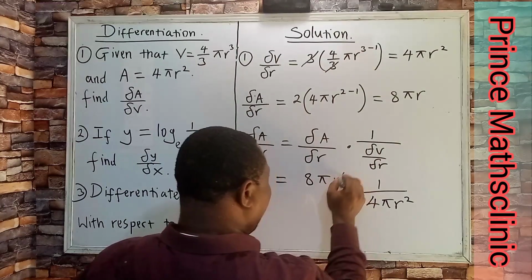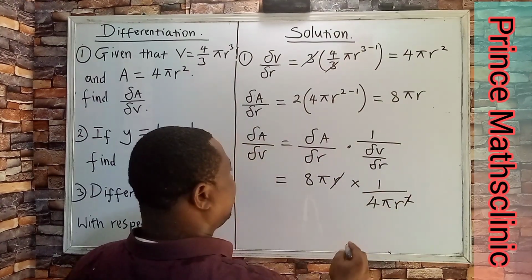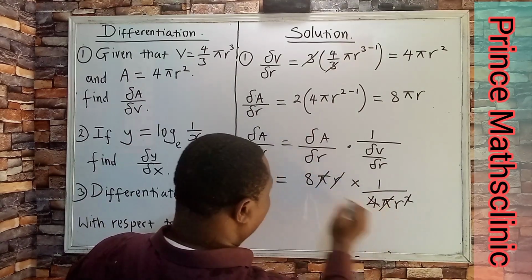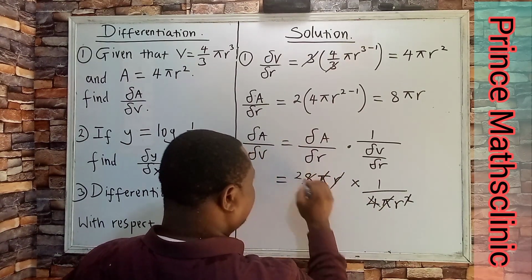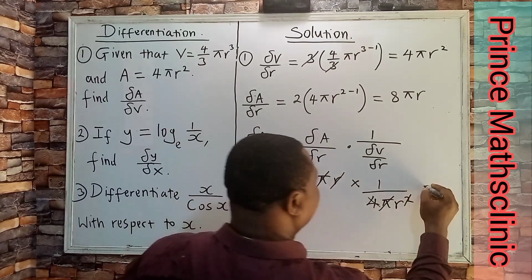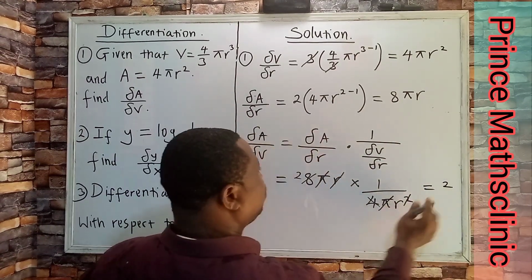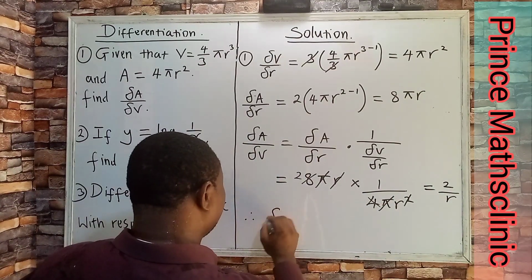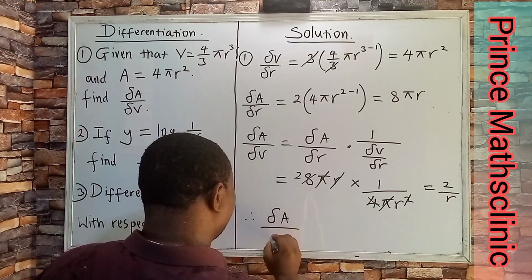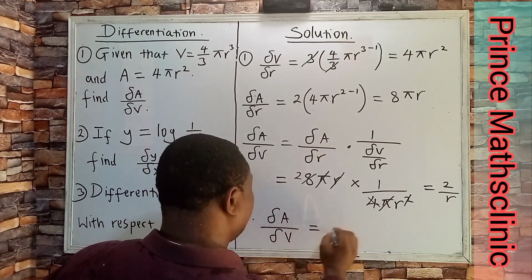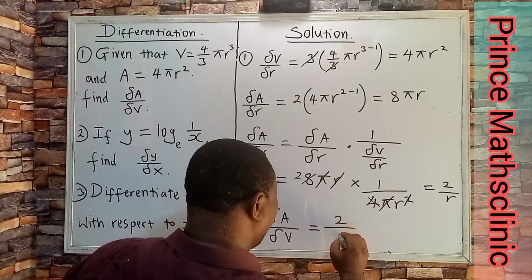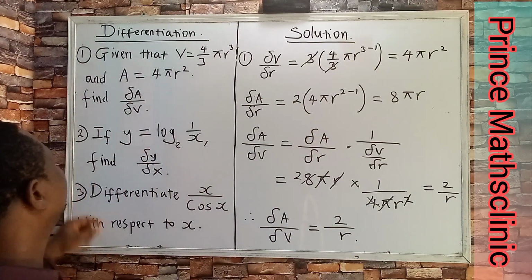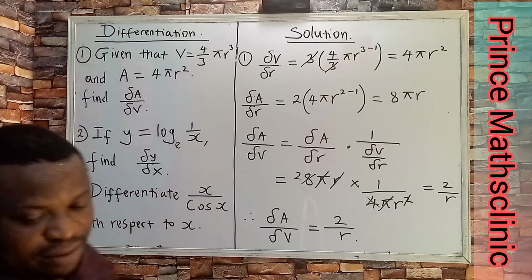So r will cancel one of the r's here, pi will cancel pi here. So 8 can go in 8 one time, and in 4 two times. So 2 times 1 gives us 2. Then you are left with r here. So therefore, we can say the result for dA/dV is simply 2 over r. That is the result to question number 1.